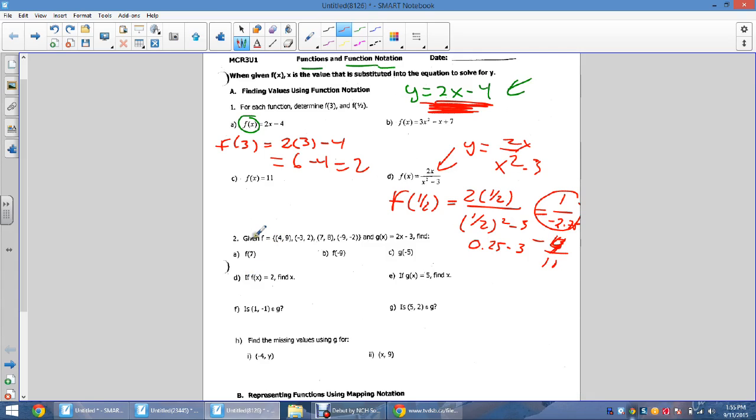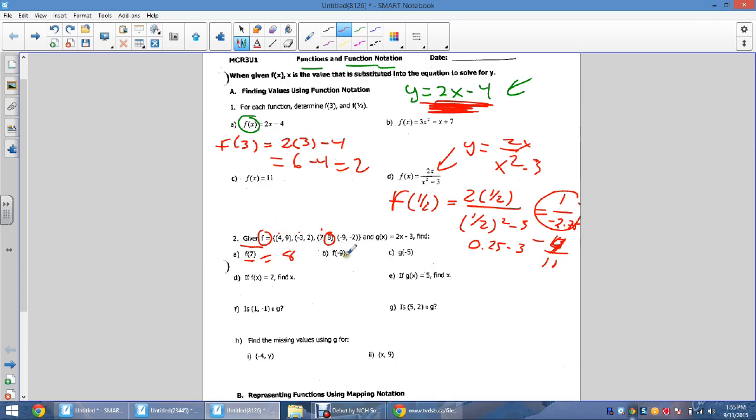Okay, so other stuff you want to look at here. If you don't have an equation, but you have a set of ordered pairs, like you have here with f, and I want to find out what f of 7 is, that's saying, what is y when x is 7? So I go through here and say, where's x equal to 7? Not there, not there. Oh, there it is. So what's y when x is 7? It's 8. So the answer is just 8.